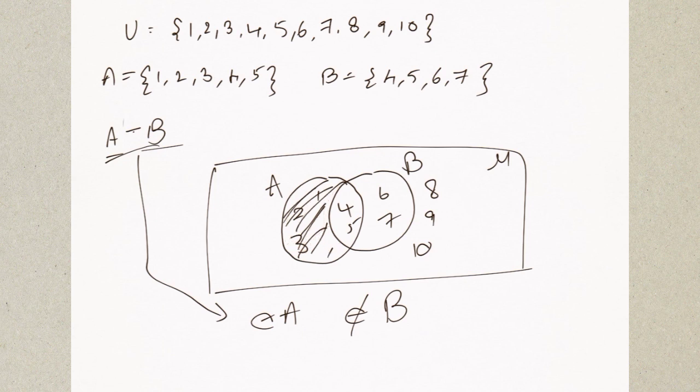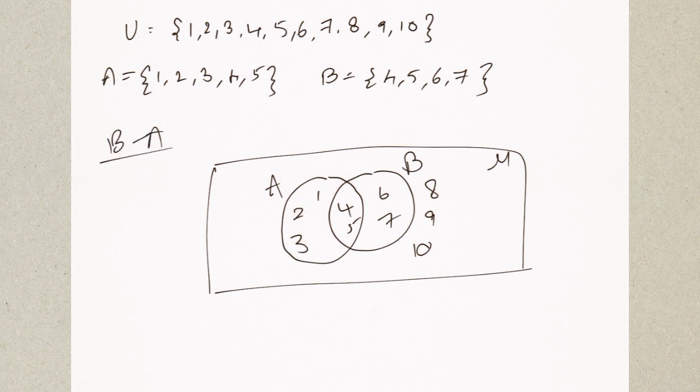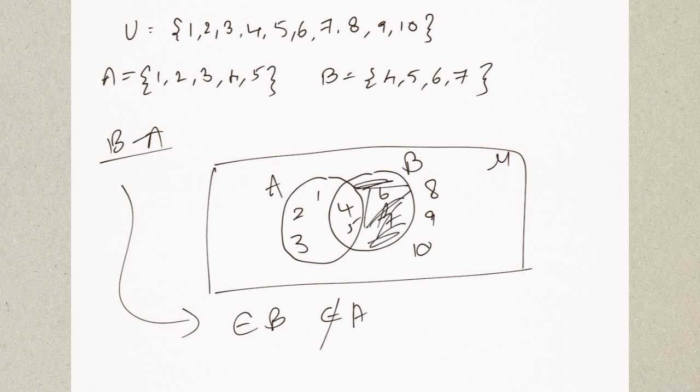Okay, now we will see B minus A. In this case, the elements belong to B and do not belong to A. So you should shade this part. Understood? This way you should shade these things. This is how you will generally show the representations I am explaining.